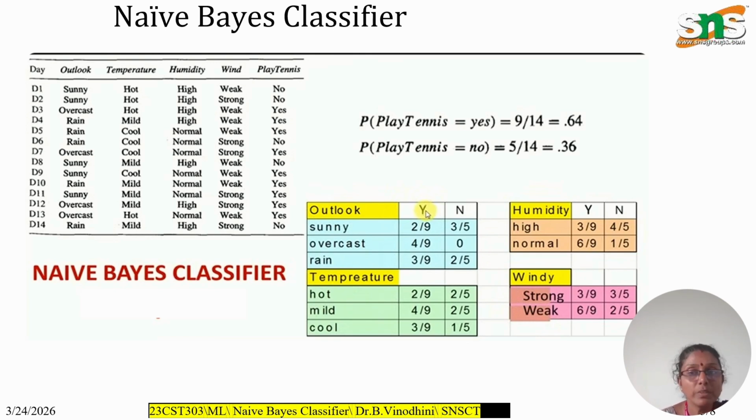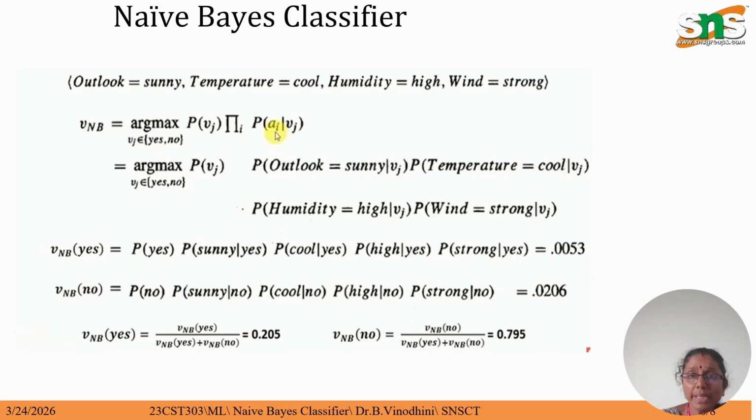So these are the probabilities of the individual features. The first step is to find the probability of the class labels, which in this example are yes and no. Next, we find the probability of the feature values for each class label. After finding the probability tables, we have to calculate the probability of yes and the probability of no for our input. Our input is outlook equal to sunny, temperature equal to cool, humidity equal to high, and wind equal to strong.